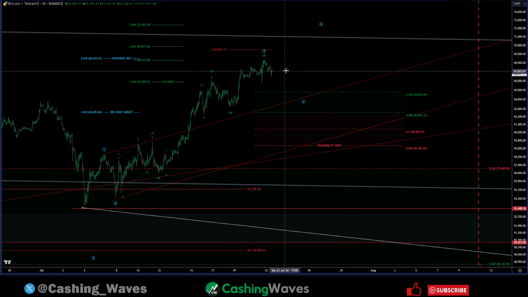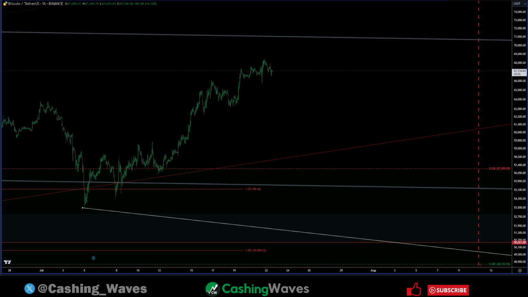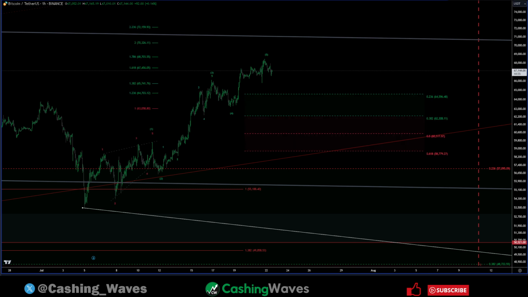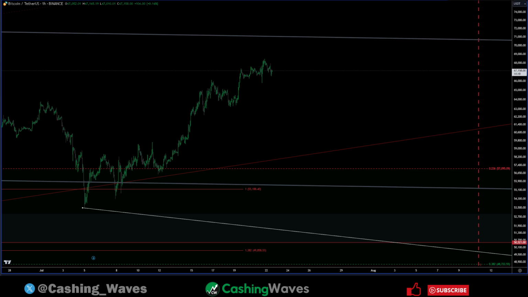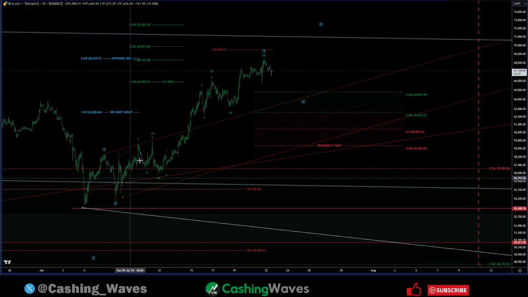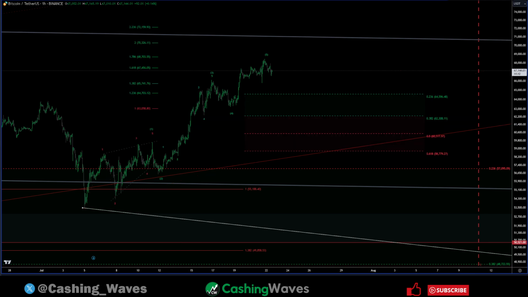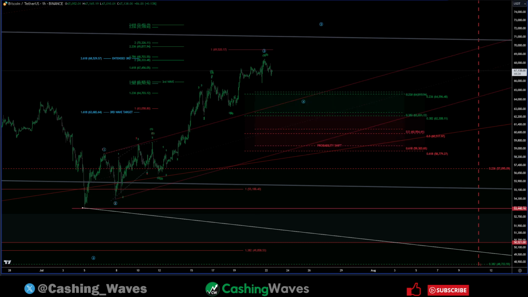Okay, so that's my primary. I'm going to show you my alternative. And that is that we are complete. So if as a 1-2. Now if you look at both scenarios, the first one is a 1-2-1-2 with a diagonal. Second one is just a 1-2 as a diagonal. Both are valid. Now I prefer the other count because we hit fibs much better.